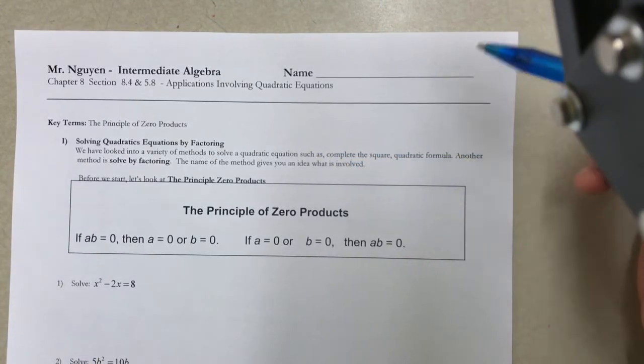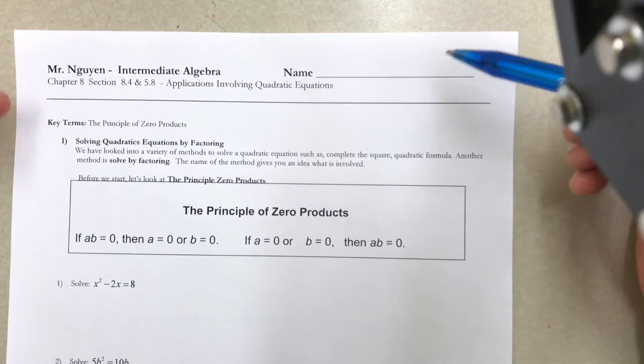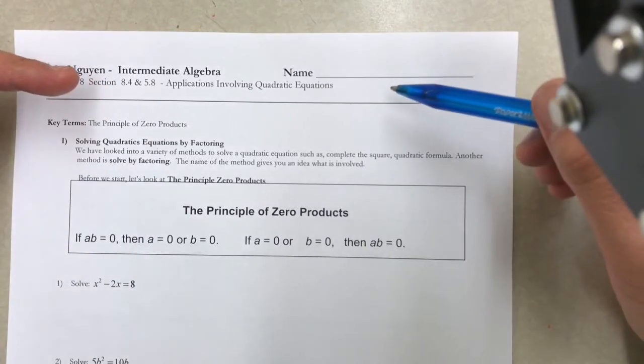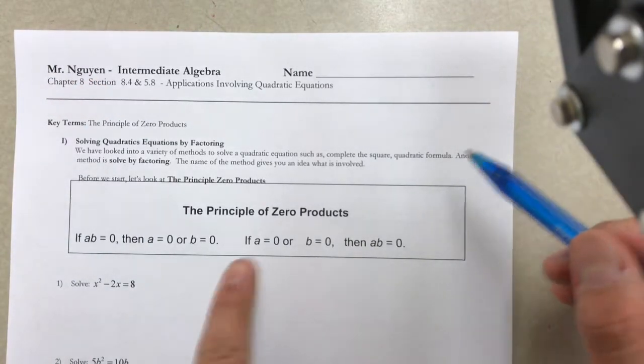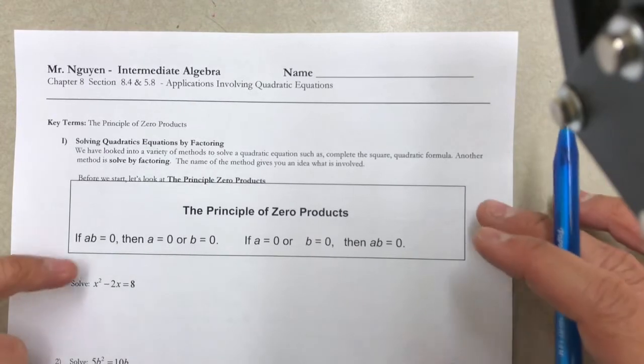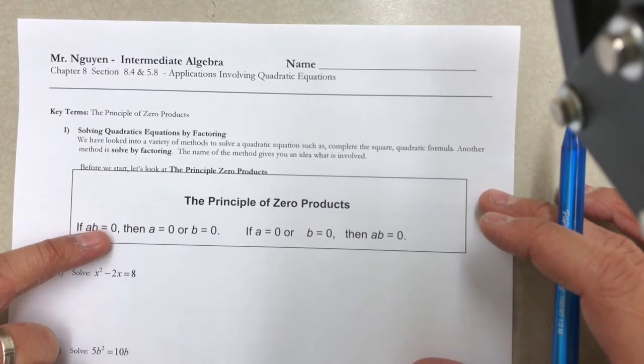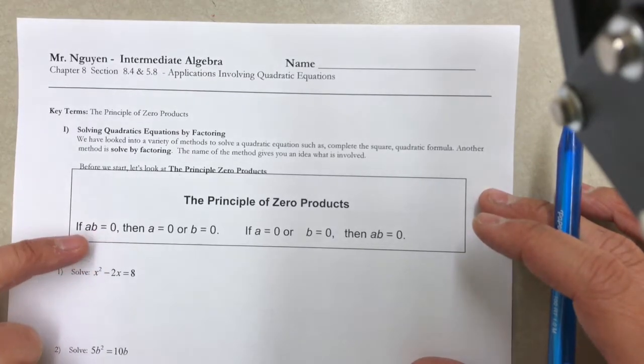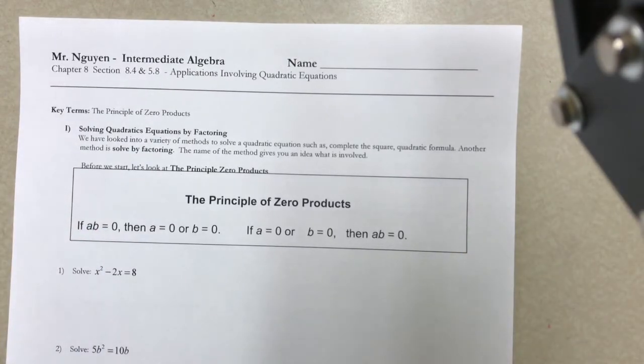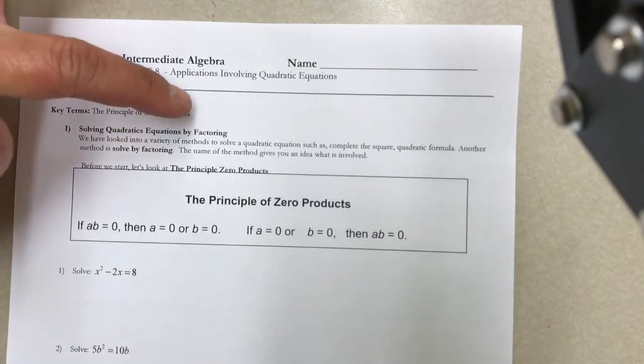Applications involving quadratic equations, the principle of zero products. What this means is that when you multiply two numbers together and it happens to equal 0, then one of those numbers has to be 0, and that is the zero product principle. So we use that in order to solve quadratic equations by factoring.